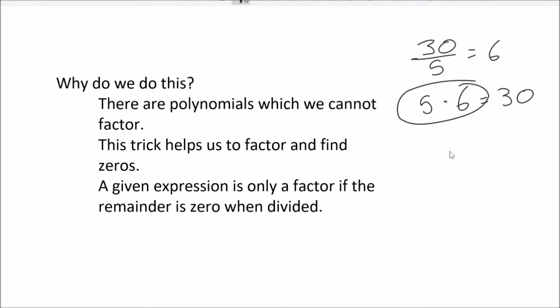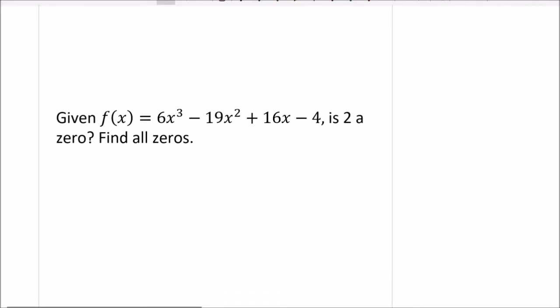Okay, so for numbers, it's kind of easy. Like for 30, we could make a factor tree. Like we could do 10 and 3 and break that into 5 and 2. So then we know 5 times 2 times 3 is 30, or 5, 2, and 3 are the different factors of 30. It's much more challenging to do with polynomials, which is why we're going to use this trick. Okay, let's see a little bit more about how to do it and how it works.